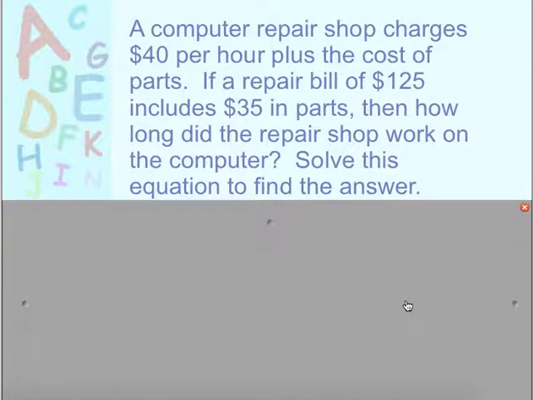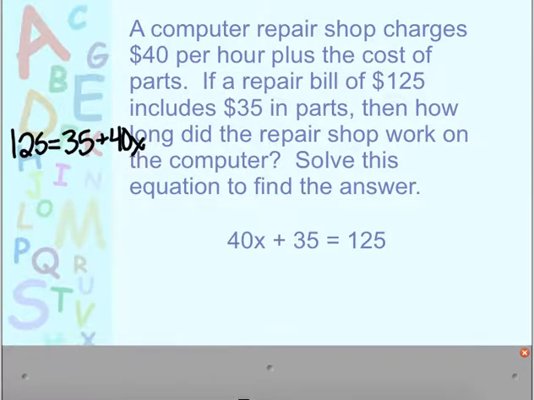A computer repair shop charges $40 per hour plus the cost of parts. If a repair bill is $125, that includes $35 worth of parts. How long did the repair shop work on the computer? Well, once again, our total is $125. And we're saying that regardless of how long they work on the computer, we're still going to pay the $35 in parts, plus $40 per hour that they work on the computer. That's what we see our equation is.